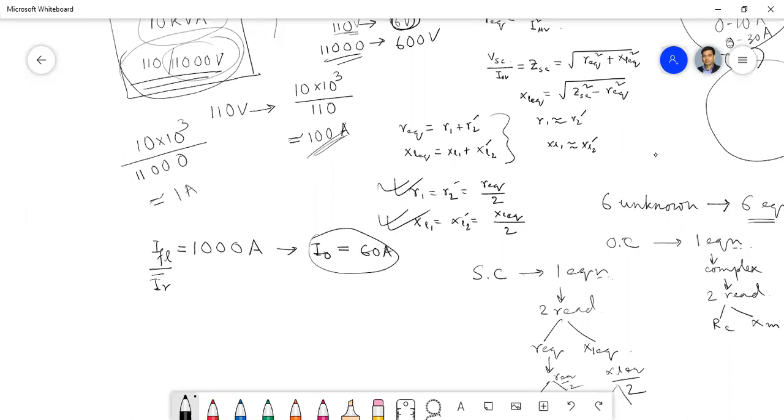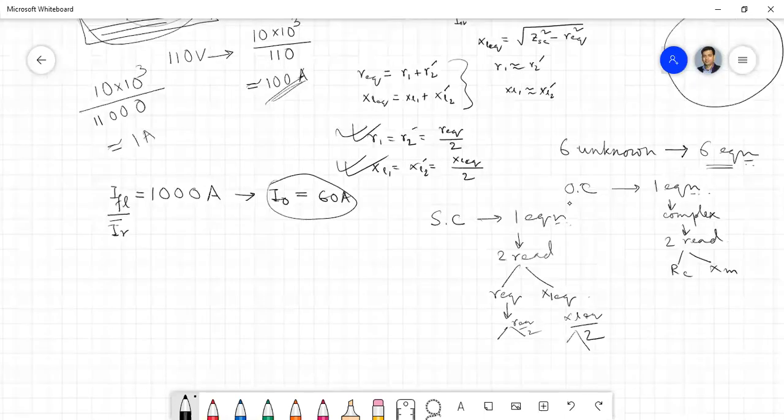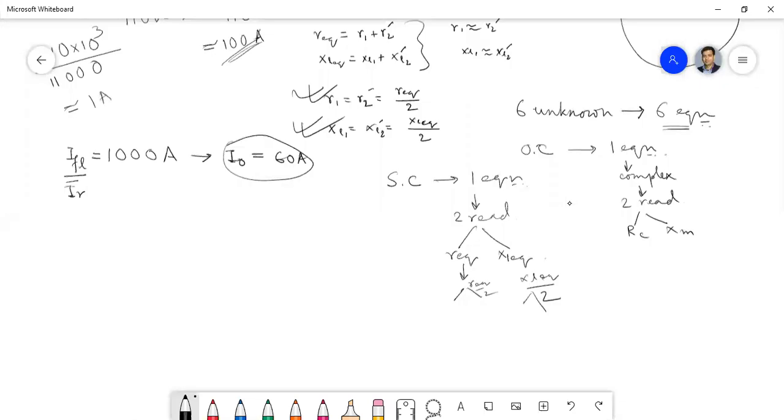Are you getting? Yes, sir. So it is not possible. If we want to determine all these 6 parameters from a single test, it is not possible because from a single test, you will have only 2 real equations or one complex equation. So anyway, any other question?